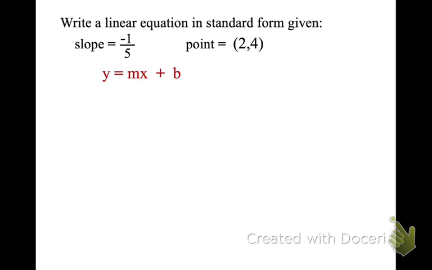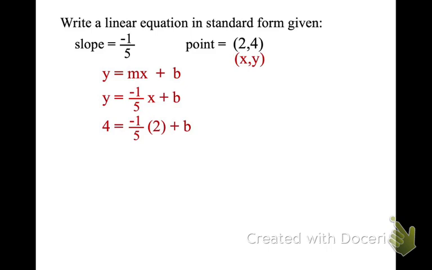There she is. Okay, so here we go. The y is 4, right? So the y is 4. The x is 2, and the m is -1/5. First they're putting in the slope, then we'll put in the point.